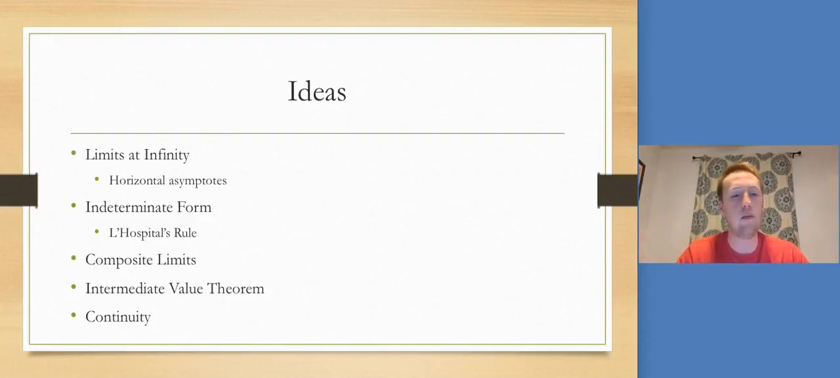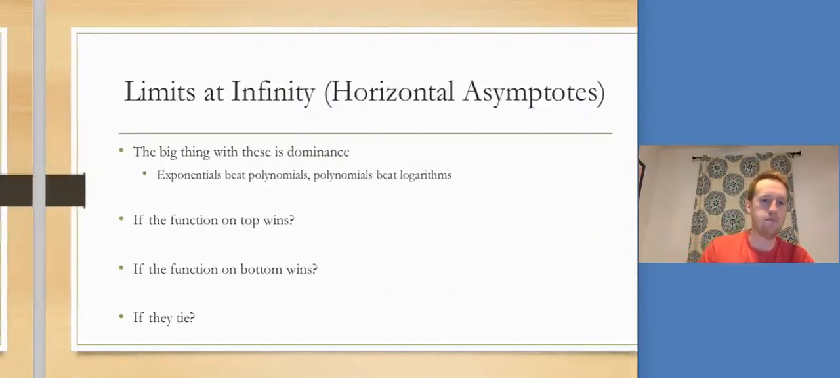Not that I'm worried about anybody on that. L'Hopital's rule seems to be a favorite thing to do for some reason. We've got our composite limits, which don't come up super often, like I said, but they do come up. Intermediate value theorem, which we're going to need to do a good chunk with, and continuity, which is probably going to actually be the bulk of the video because it's got a lot of problems there at the tail end. So let's go ahead and get started.